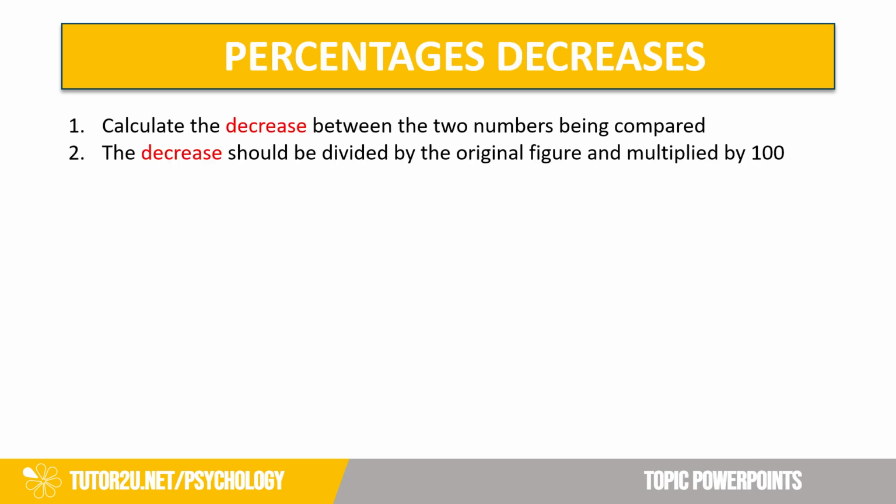All right, let's have a look at percentage decreases now. So now we're going to calculate the decrease firstly between the two numbers that are being compared. And then again with that number, we're going to divide it by the original figure and multiply by 100.